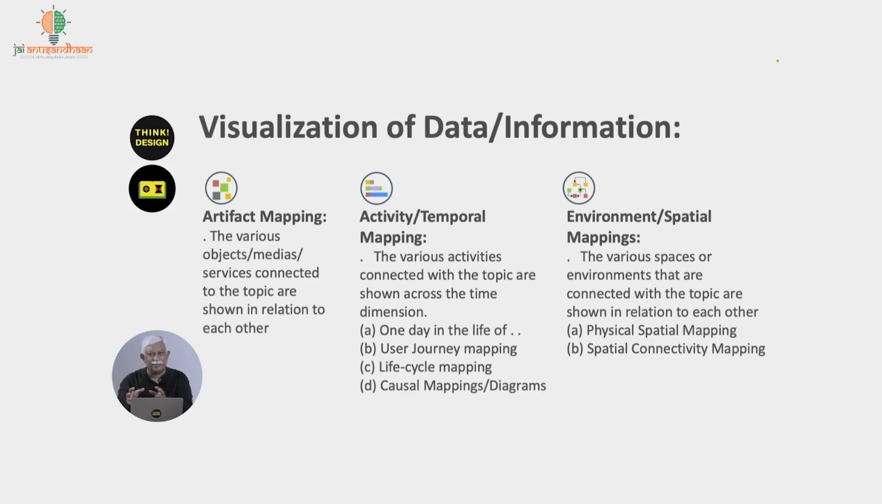And the last mapping is environmental mapping. It's also called spatial mapping because it happens across a spatial dimension. That means that the region or the location becomes very important. Whatever factors are pertinent to your topic, you map across the space dimension, and you can also connect these different factors together. So you have artifact mappings, that's one. Activity or temporal mappings, that's the second type of mapping, and environmental or spatial mappings, that's the third type of mapping, and you need to just do one of them.